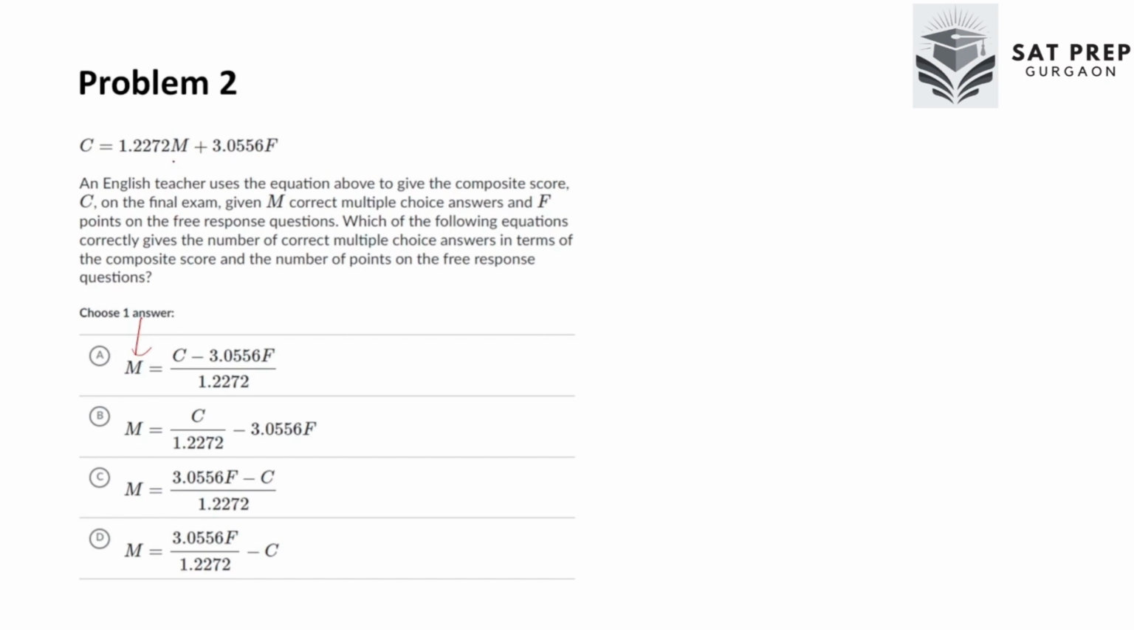So we quickly need to figure out how do we get M on the left hand side and everything else on the right. So we subtract both sides by this expression. So C minus 1.2272M equals 3.0556 F. And let's take C here. So minus 1.22 whatever M equals 3.0 whatever F minus C. Now let's just divide everything by this coefficient so that we get M.